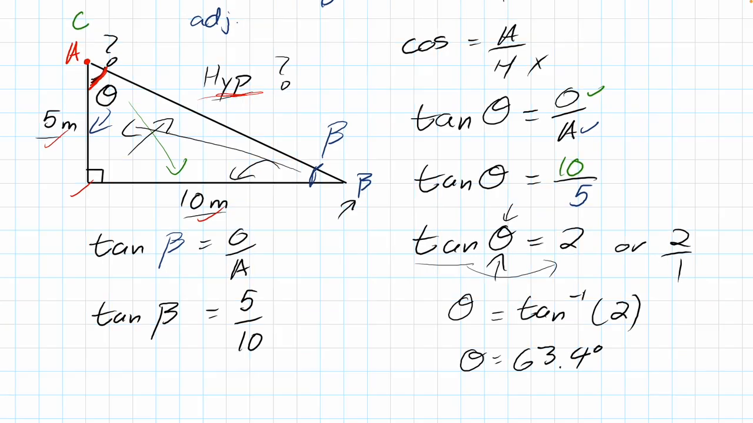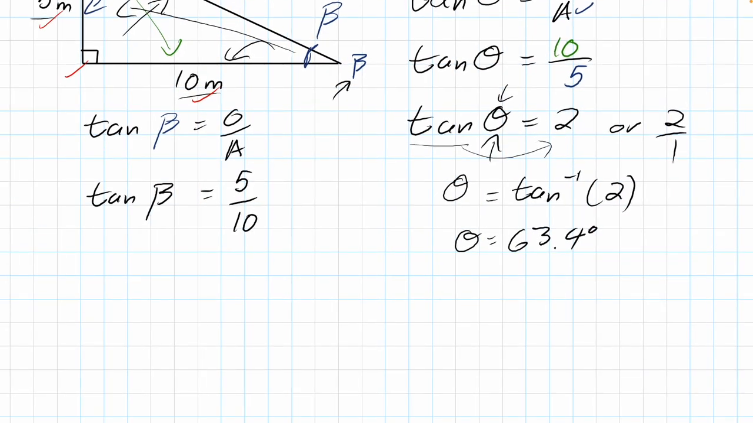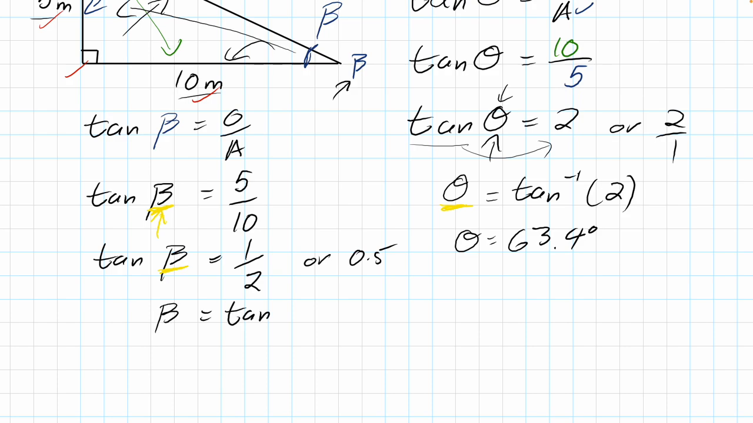Tan beta is 5 over 10. Same concept. I'm trying to isolate this. This is the variable. Just like theta was the variable here, beta is the variable in this one. I can simplify this as a ratio. It's 1/2 or a half or 0.5, however you want to put it into your calculator when you run it through. And then because we're trying to get the variable by itself algebraically, which is our beta, we bring tan to the other side. So we work with the tan inverse of 1/2.